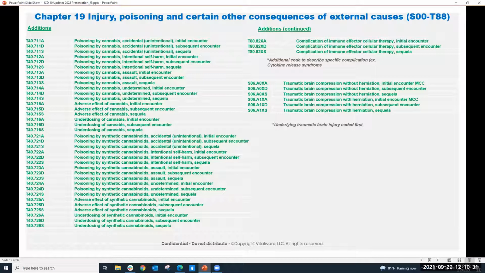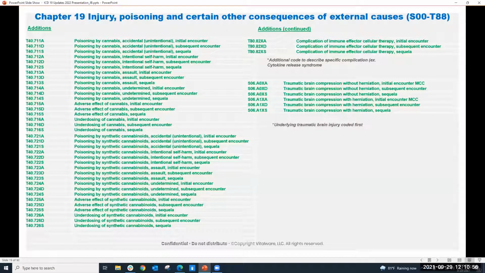Next slide is chapter 19, injury and certain other consequences of external causes. Lots of additions here, mostly having to do with poisoning by cannabis. On this, at the top of the right-hand side, T80.82XS, this is complication of immune effector cellular therapy.